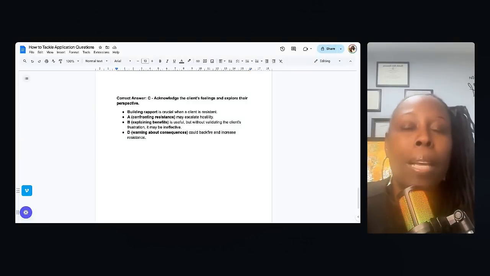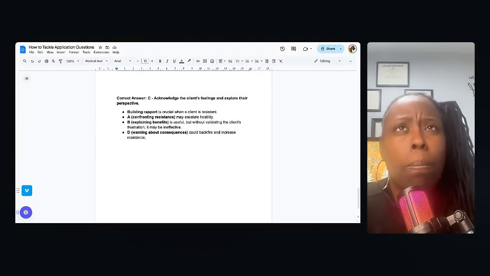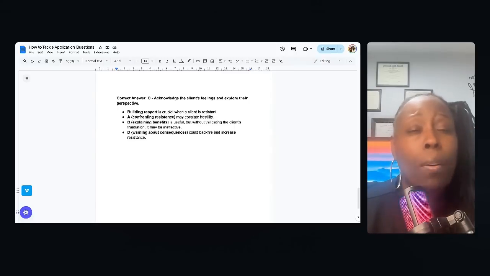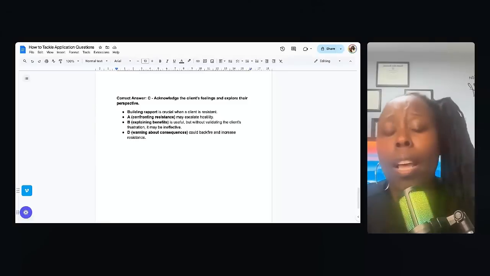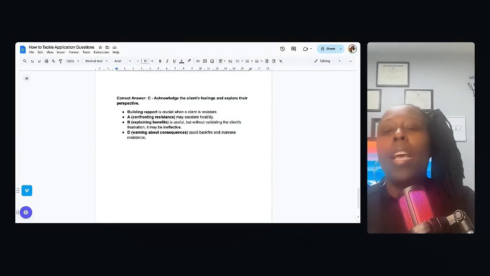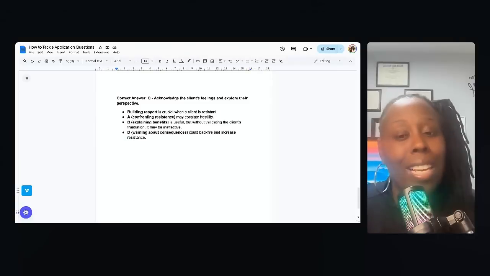And B, if you explain the benefits, people, if they really don't want to do something, you just going through with all the benefits, it might be useful, but without validating how that client feels, it's not going to be effective. Because think about it, when you're working with someone and they really don't want to hear it and you're like, oh, it's going to be really beneficial. I'm going to be able to help you and you're going to get so much from it. And like, I don't want to hear that. And especially with the client that's resistant. So that's not going to go.